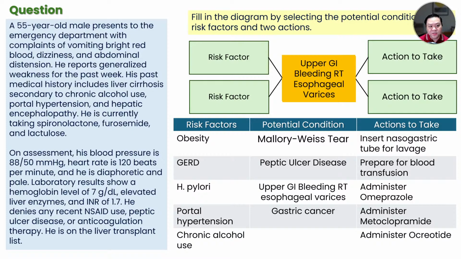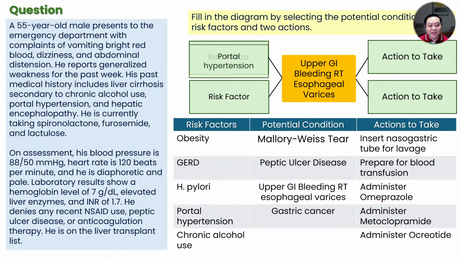Now, what are the 2 risk factors that you should be selecting in this scenario? Well, you have the following risk factors: obesity, GERD, H. pylori, portal hypertension. You also have chronic alcohol use. Now, the correct answers for the risk factors are the following. What could have possibly caused the patient to have the upper GI bleeding related to the esophageal varices?